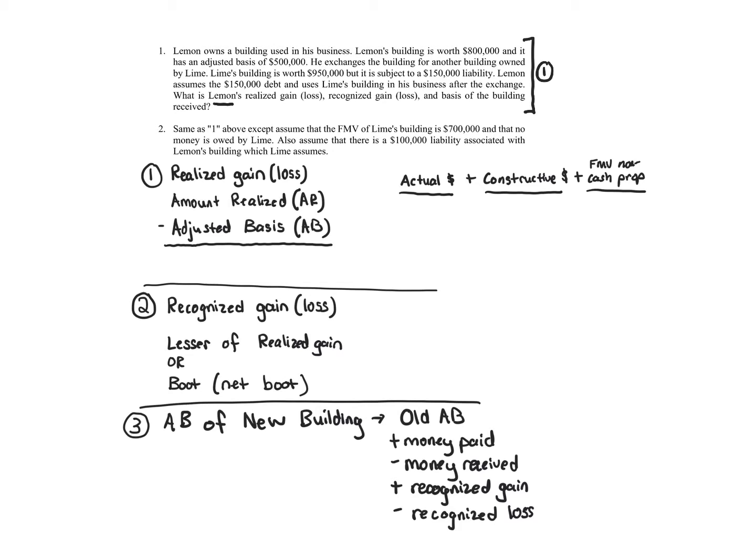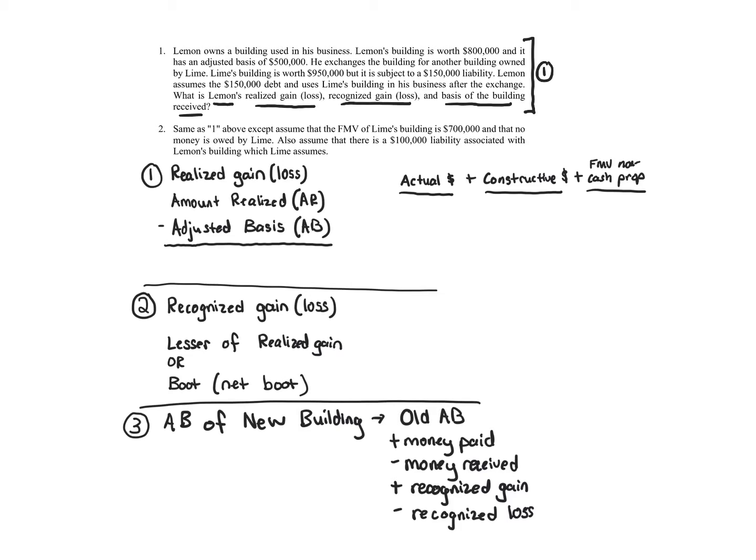Also in problem 1, it asks us to calculate the realized gain or loss, the recognized gain or loss, and the basis of the building received, which we went through in problem 1. What you see on the screen currently, we haven't written anything yet, but we did start off with some stuff. And this is the same format you saw in problem 1. Step 1, we calculate the realized gain or loss, right? Amount realized minus adjusted basis. Step 2, we determine how much of that is recognized and any special rules. And then finally, step 3 is the adjusted basis of the new building.